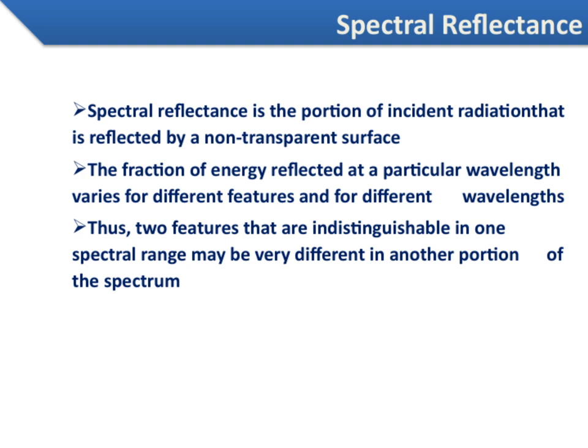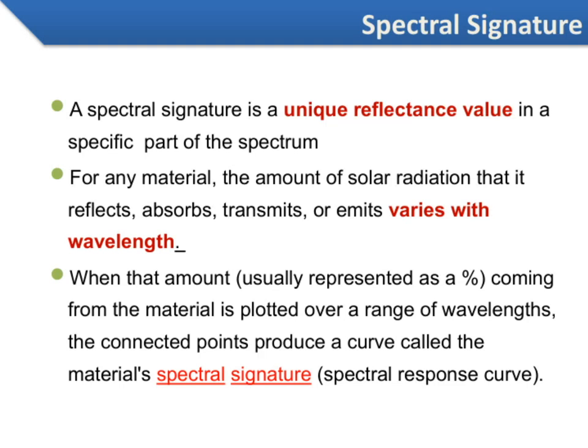Recognizing these differences is key in remote sensing and spectral analysis because it helps us distinguish between features that might otherwise appear alike. Overall, understanding spectral reflectance allows us to interpret and analyze surface characteristics more accurately across the entire spectrum.